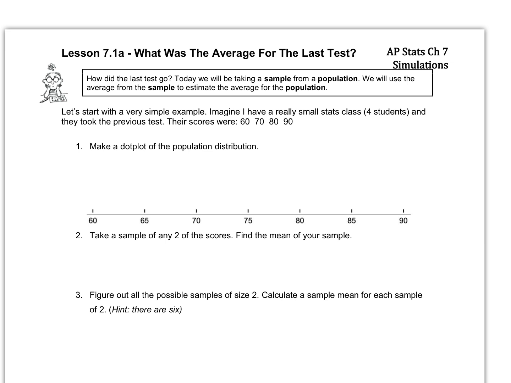So if I make a dot plot of the population distribution of all the grades made, what am I doing? I'm just putting a dot at 60, 70, 80, 90, right? Nothing hard about that.